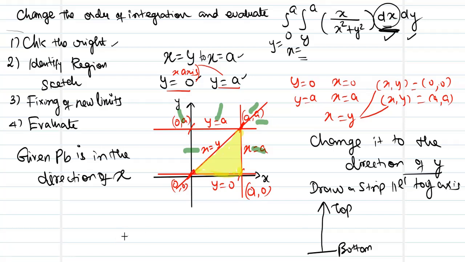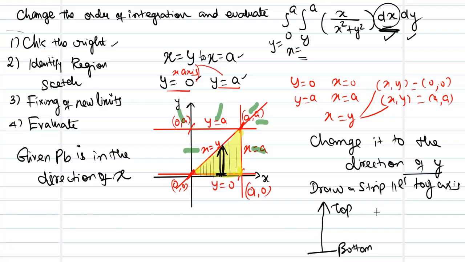So which is the bottom part for us? The bottom part for us is y equal to 0. So we now cover this shaded region by drawing strips parallel to your y-axis. So this is how we do it. We are drawing a strip parallel to your y-axis, moving from bottom to the top. We now fix the limits.